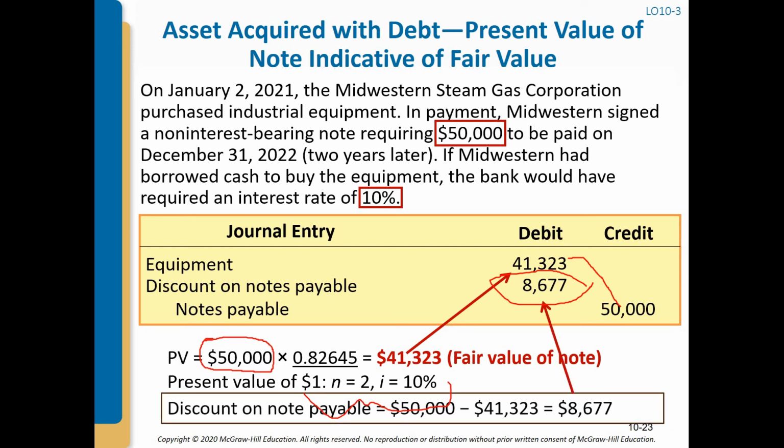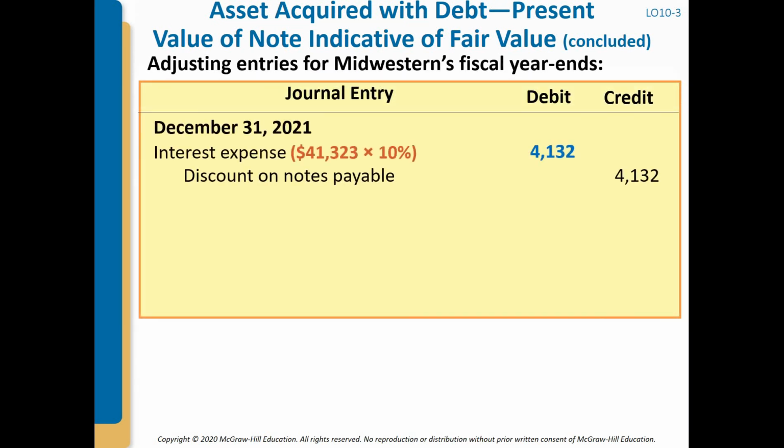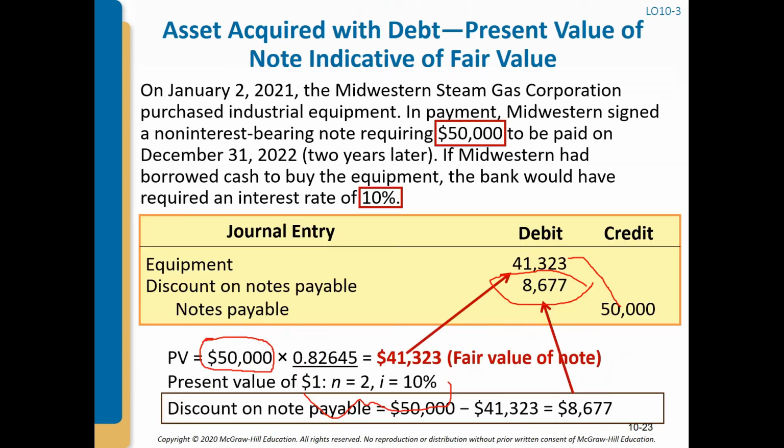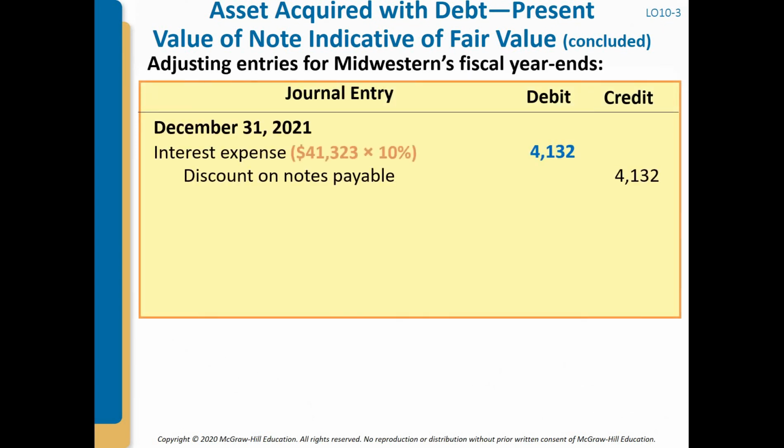Okay, and let's see. Interest expense on December 31st, 2021. The value was 41,323, and now we will calculate the interest at 10%. Interest expense debit and discount on notes payable credit, meaning we are crediting discount on notes payable by the amount of interest we are calculating.